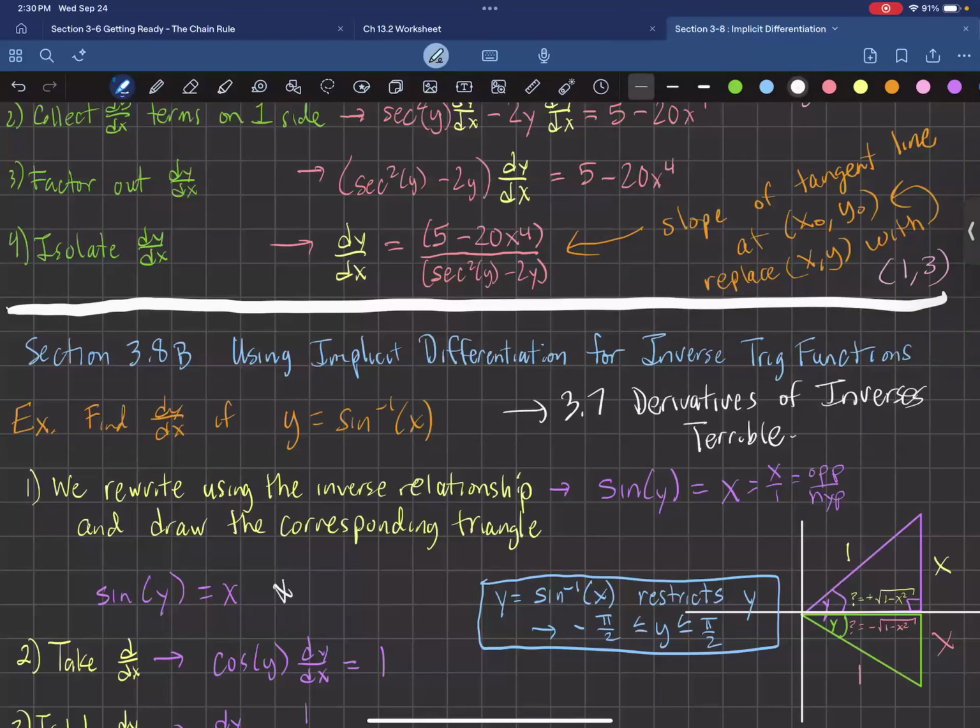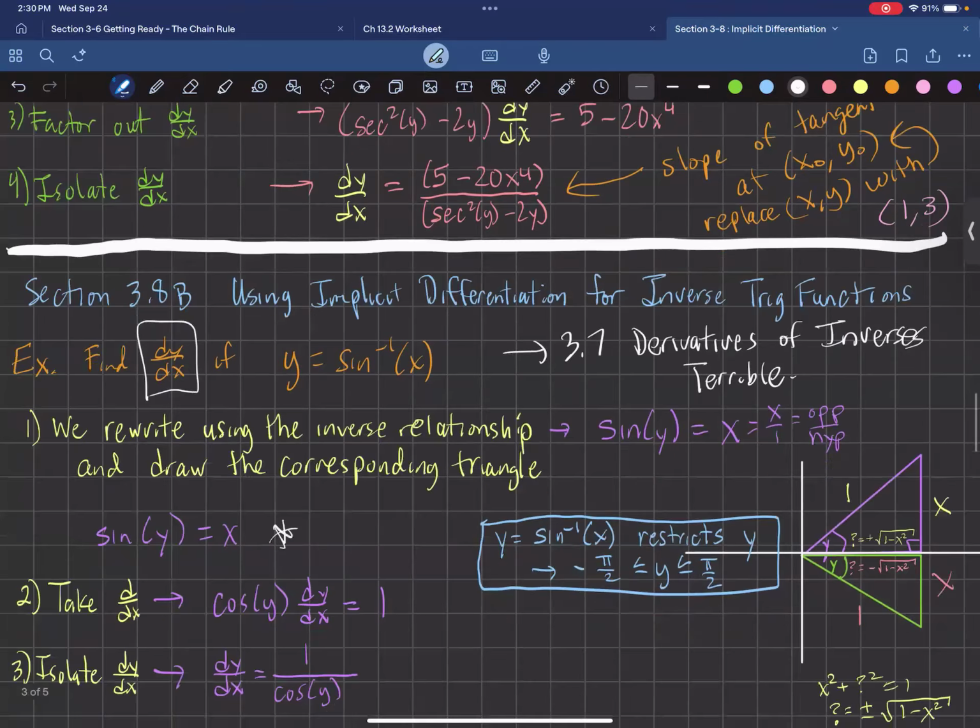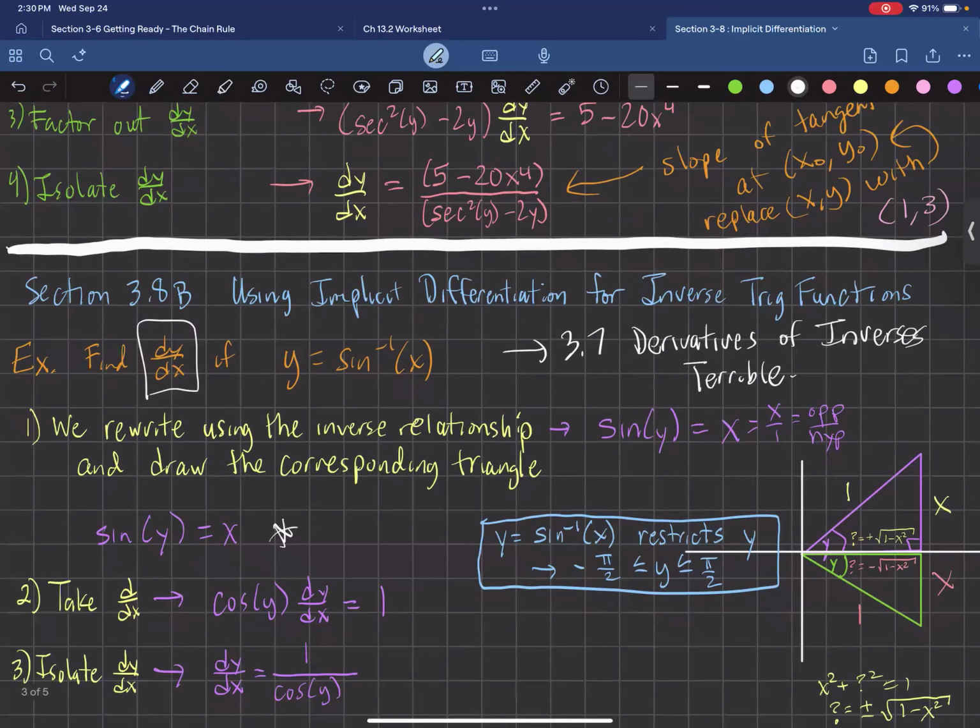We're going to take the derivative with respect to x. We take the derivative of sine y, we get cosine y dy dx. The right side is 1. We want dy dx, that's what we're looking for. So we're going to divide by cosine y, and we get dy dx equals 1 over cosine y. Okay? And now go back to your triangle and figure out what cosine y is.